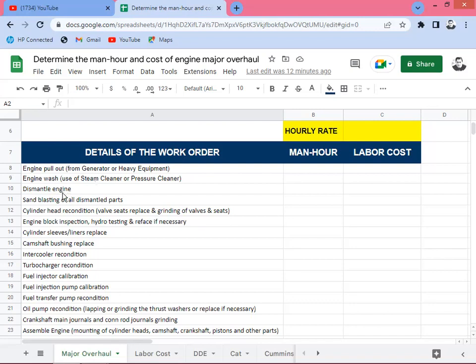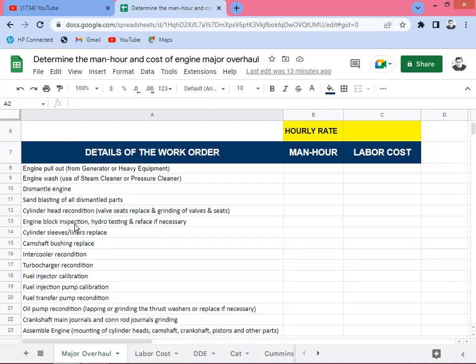Okay, and then dismantle engine. All the parts will be dismantled for washing and inspection. Then we're going to be doing sandblasting of all dismantled parts. It's also cleaning, just by using a sandblaster. A sandblaster can be used when all the parts are already dismantled, and you can sandblast them one by one. After sandblasting, the parts will look like brand new. So sandblasting is also good for cleaning of some components or parts.